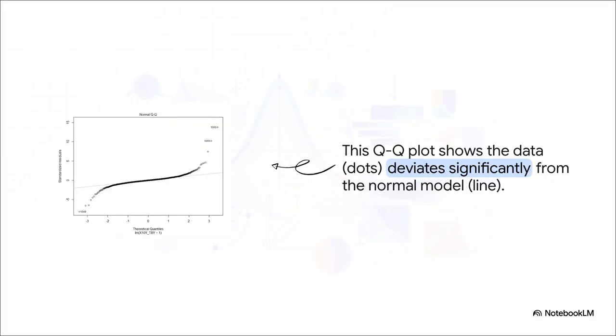Okay, this is a special kind of chart called a QQ plot. It's basically a visual test to see how well our data fits the model. Think of it like this. That straight line is what should be happening if the data was perfectly normal. The little circles are what actually happened. And look, they peel away from the line like crazy, especially at the ends. That's a huge visual red flag that the normal model is a terrible fit.